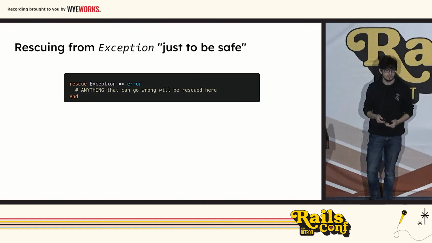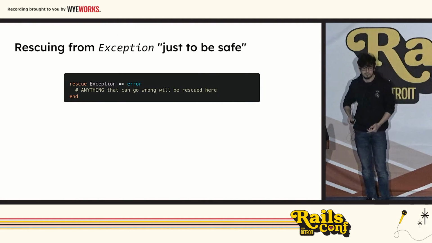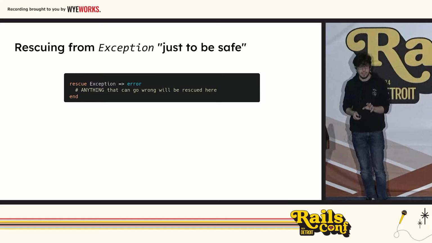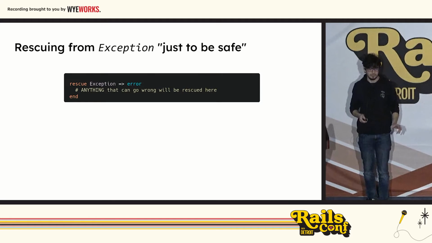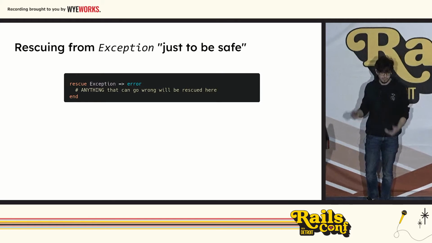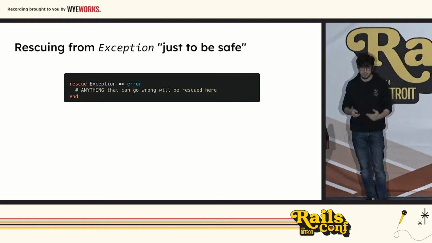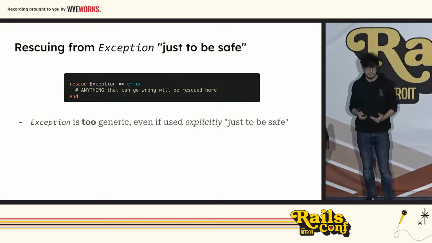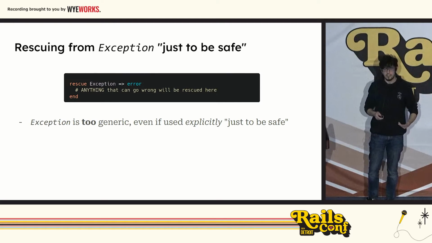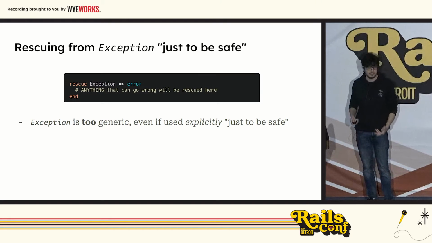So the first one is rescuing from Exception just to be safe. You might think, okay, so if every error extends from Exception, I might as well just rescue from Exception just to be safe, right? Like it's going to make our code way less brittle. I'm going to be able to handle everything that goes wrong. The thing is that Exception is just too generic to be used, even if you use it just to be safe, even if you use it explicitly.